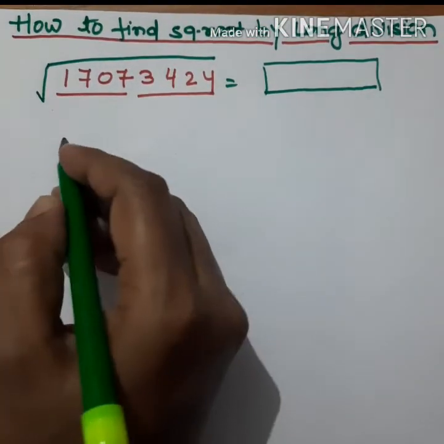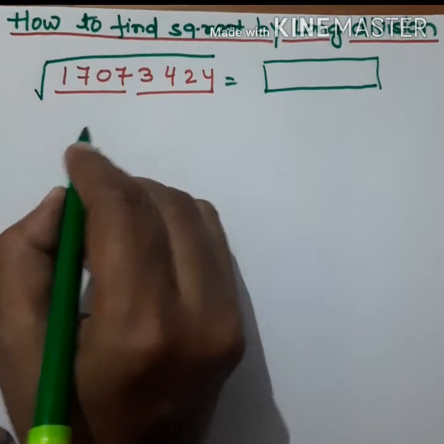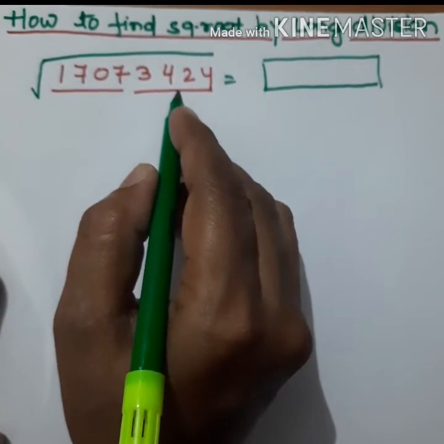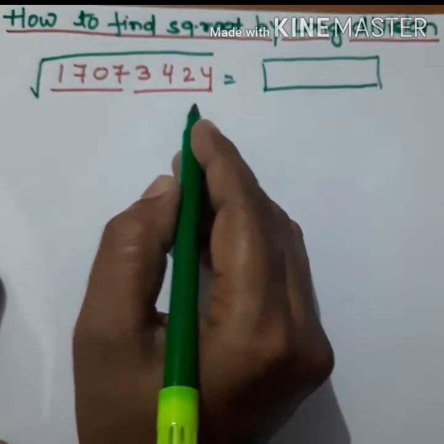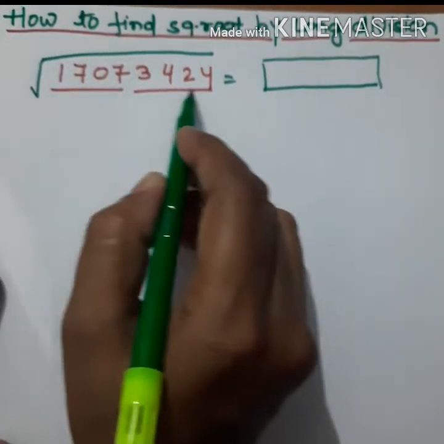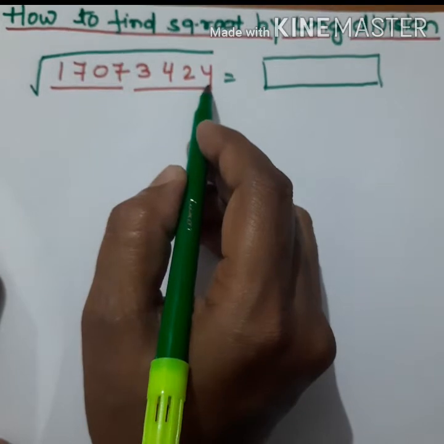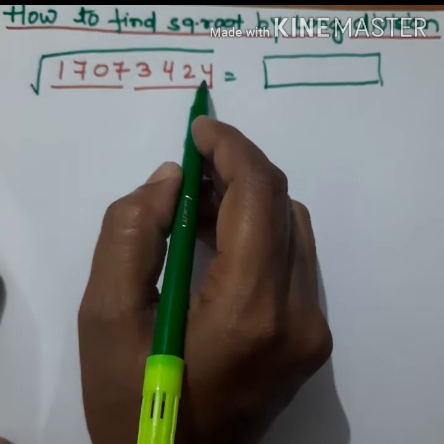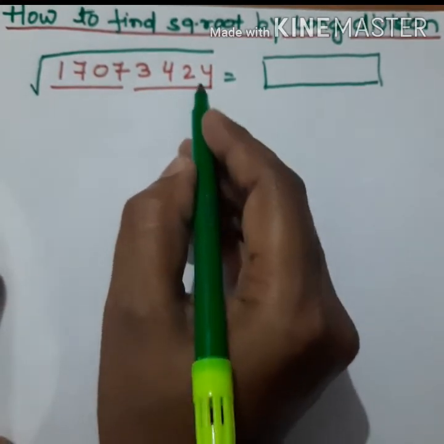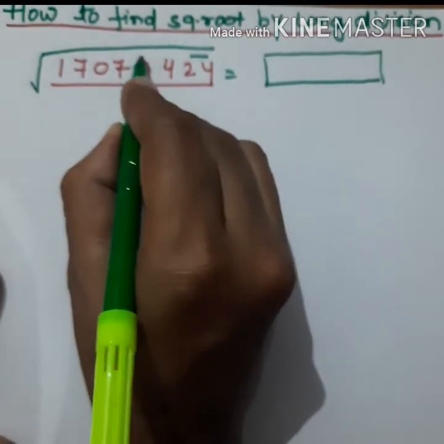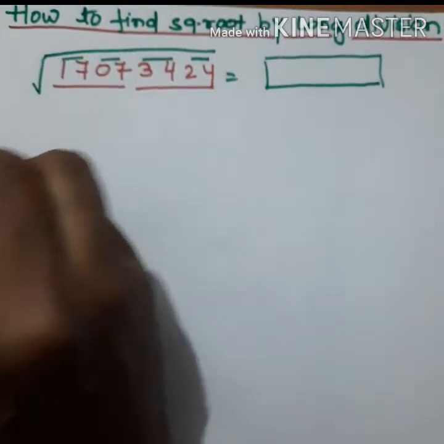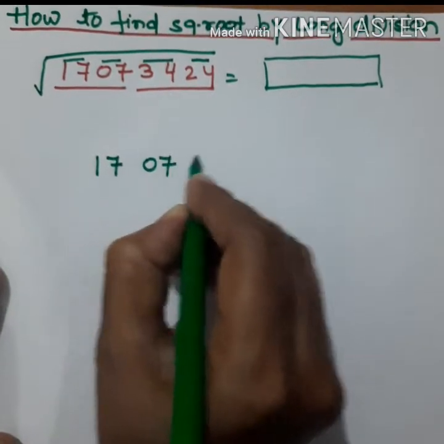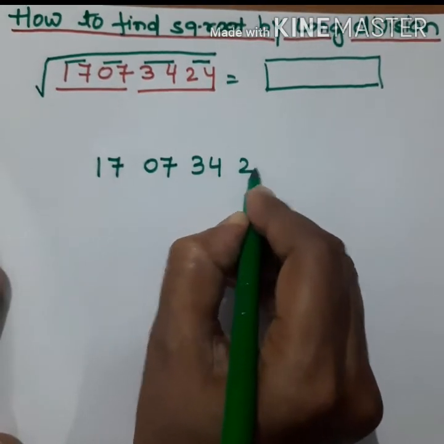So our step 1, as you all know, I have already explained in my previous videos that before solving for square root by long division method, we must pair the numbers. Since this is an 8-digit number, you can start pairing from the units place. And this is the rule: for whole numbers, we have to pair from the units place. So our pairing will be 24, then 34, then 07, then 17. So our number will be written with spaces like 17, 07, 34 and 24.